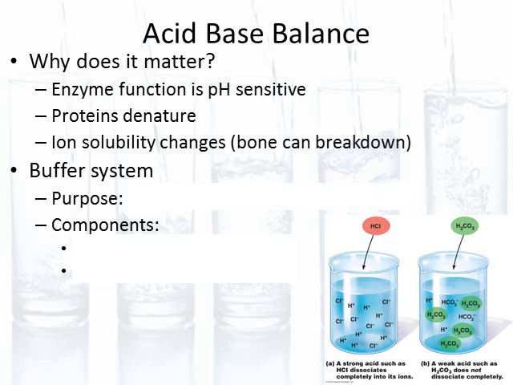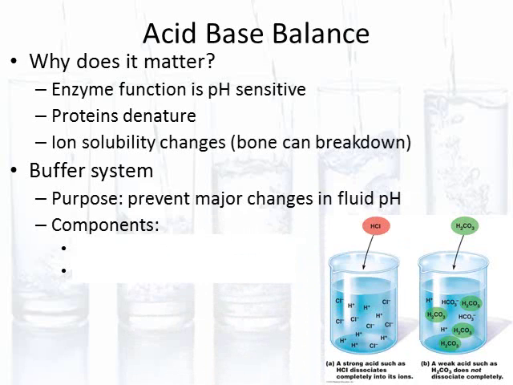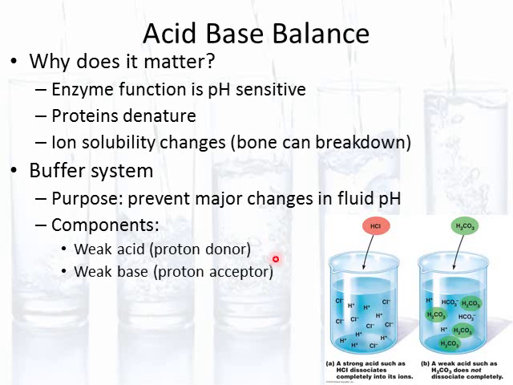And then we know that buffer systems are very important to maintain pH. And so the purpose of the buffer system is really to prevent major changes in fluid pH. And so the components, as we already know from before, we need to have a weak acid and a weak base. And this figure very nicely shows the difference between a weak acid and a weak base. So I'll let you go ahead and read that and refresh your memory on that.